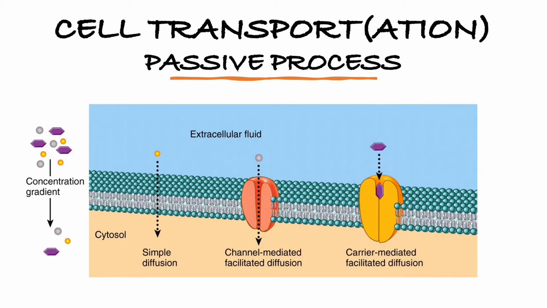So today I'm going to be talking about cell transport, or as I like to call it, cell transportation. This is basically how substances enter the cell through the cell membrane. They can either enter passively through the plasma membrane, or they can enter through those protein channels or protein carriers. And we always say, especially when it comes to passive process, that the concentration gradient will move from an area of high concentration to an area of low concentration.